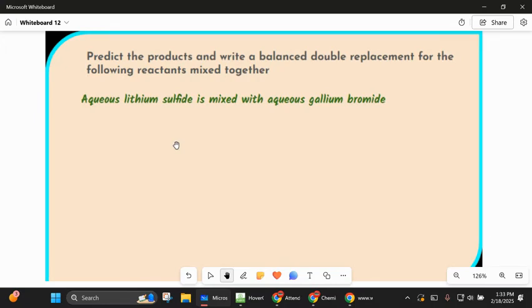Bromine has a charge of -1. There's got to be a cation, or a metal. What's the charge of gallium? You got a +3 and a -1.